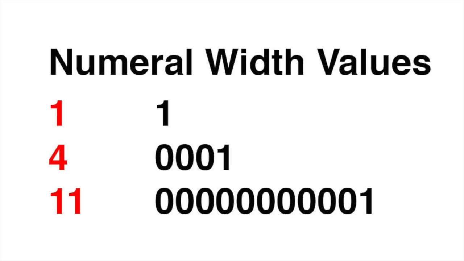Here is a chart that shows the impact of numeral width values on the number 1. With a numeral width of 1, we get no leading zeros. A numeral width of 4 adds 3 leading zeros, and a numeral width of 11 adds 10 leading zeros, followed by the digit 1. So the smallest number is 11 digits wide in this case.